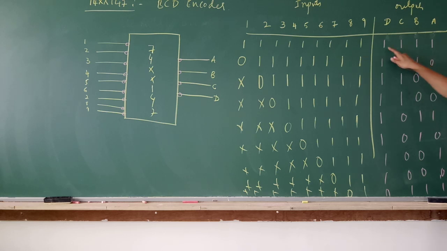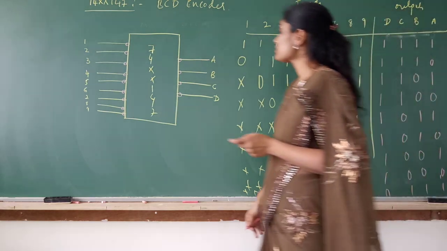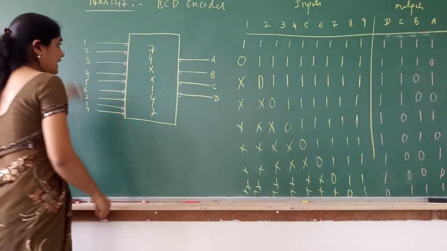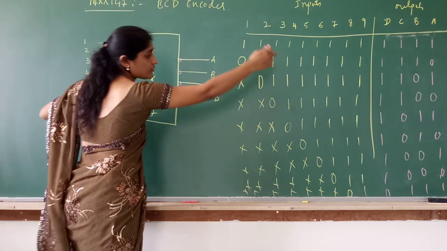See, with active low, you actually represent 0 as 0 0 0 0. Since they are active low, 0 will be written as 1, and 1 will be written as 0. That is the only difference because the outputs are active low. So this is how, using only 9 input lines, we could encode all the numbers from 0 to 9.